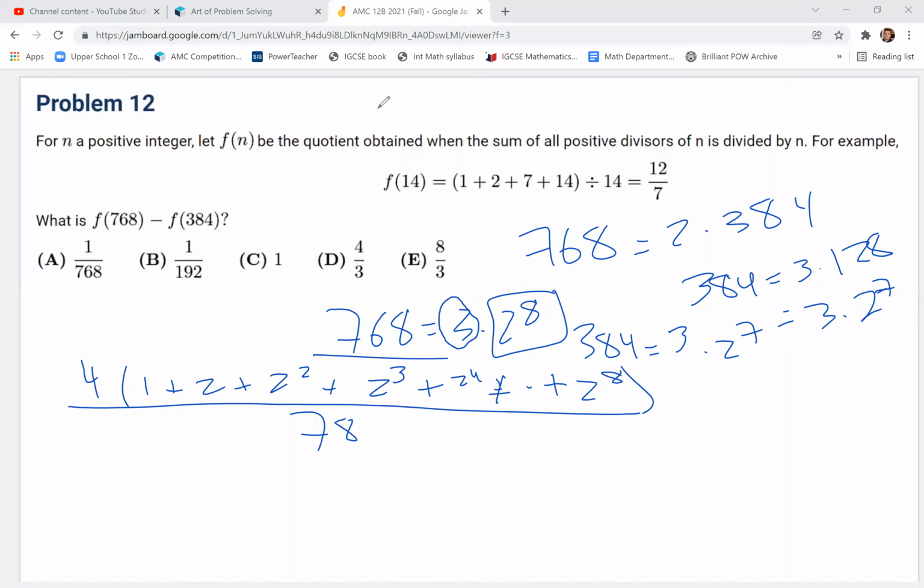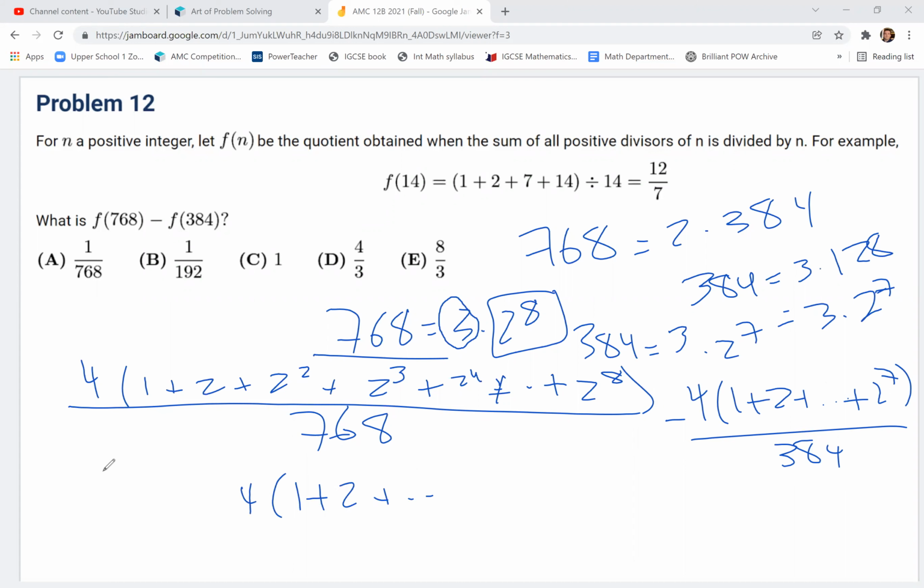And then we're subtracting, and it's going to be the exact same thing for 384. It's just that instead of going up to 2 to the 8, it only goes up to 2 to the 7. Now, what's interesting here is because 768 is 2 times 384, we can multiply this fraction by 2 over 2. Over here, we still have 4 times (1 plus 2 plus ... 2 to the 8) over 768.